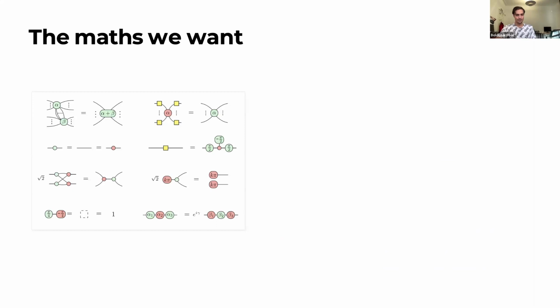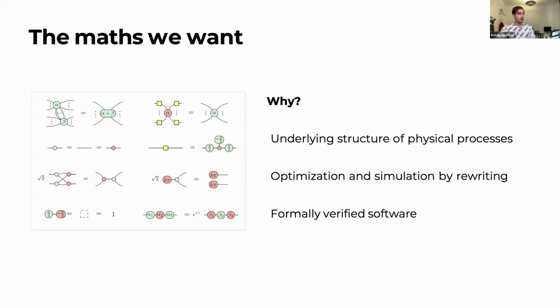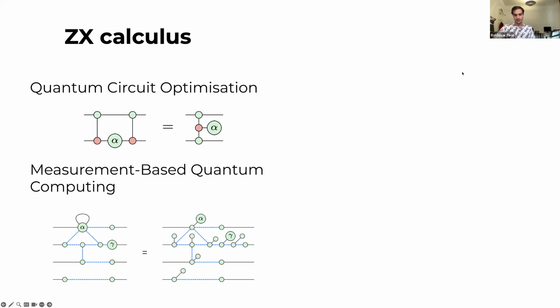The math we want to have instead is a graphical language, right? We know the ZX calculus, we love it. It's great to reason about certain things. And also it helps us understand the underlying structure of the physical processes. We know it's really good for optimization, and we can also do simulation by simply writing. And there are also ways to make formally verified software using graphical languages. So one example of a graphical language is the ZX calculus.